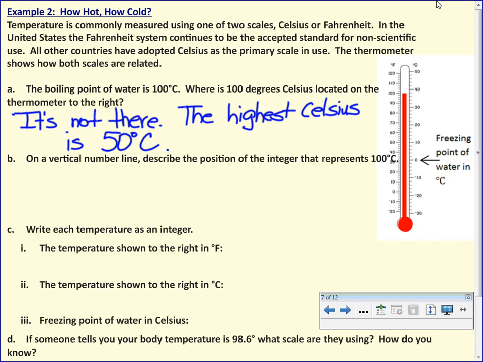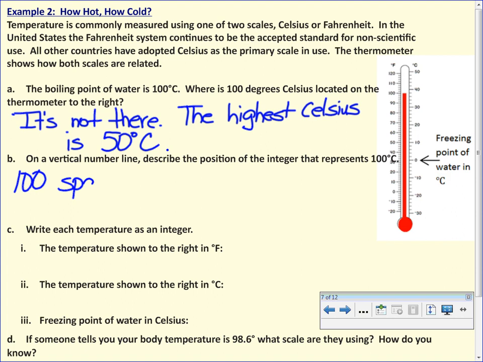After what? What would we consider the starting point? 0. So on a vertical number line, we usually would look for 0. Where would we find 100? Right, after where? Above or below? Above.